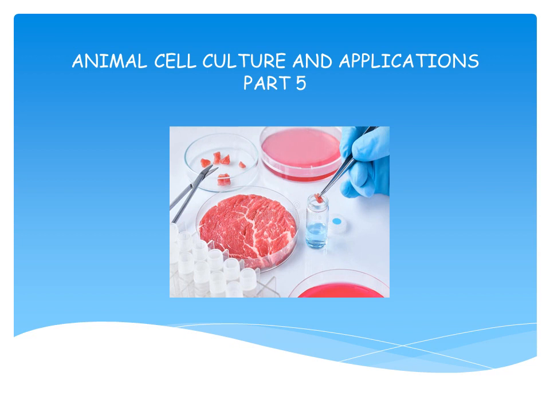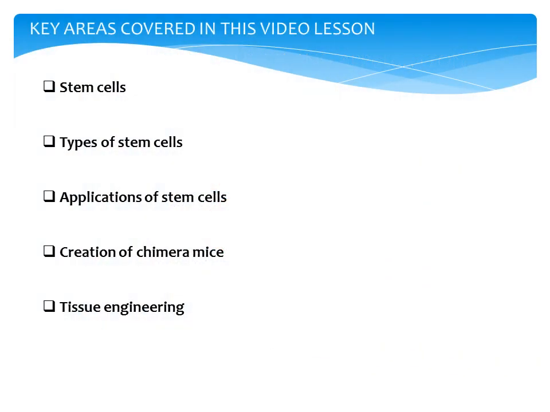Here I am with part 5 of animal cell culture and applications. Having done part 1 to part 4, whatever topics have not been covered so far have been covered in part 5 of animal cell culture and applications. Key areas in this video lesson: stem cells, types of stem cells, applications of stem cells, creation of chimera mice, and tissue engineering.